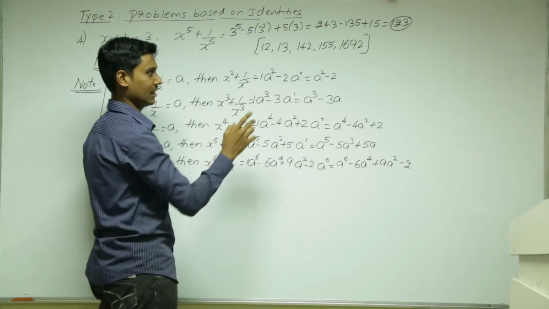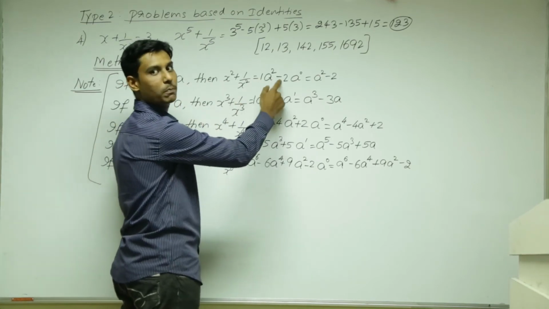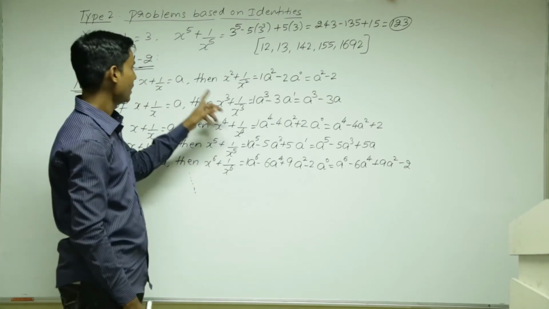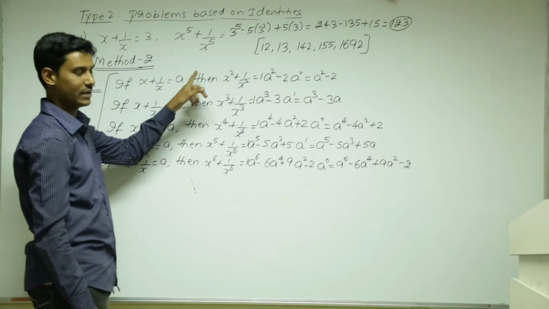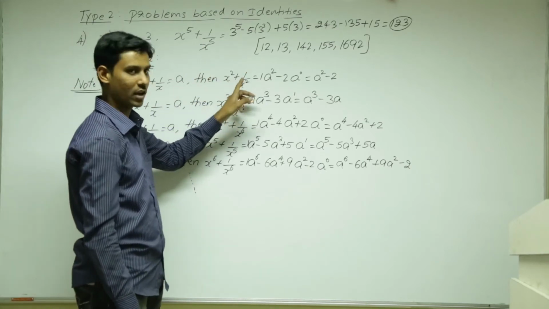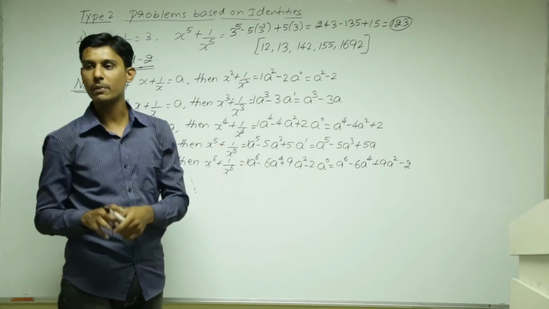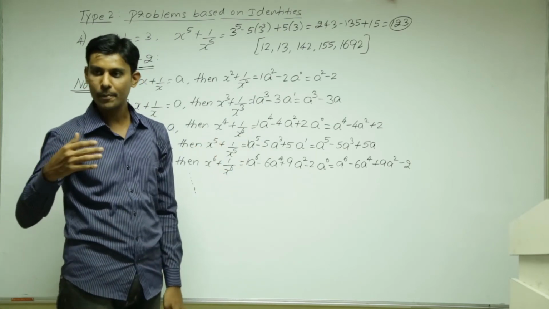But the only thing is, you will not have alternating plus and minus. Everything will be plus. That means if x minus 1 by x is equal to a, then x square plus 1 by x square will be a square plus 2. That means no alternating plus and minus in this case. All are plus signs only.